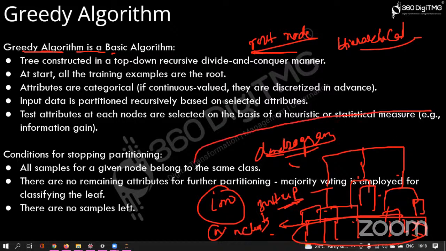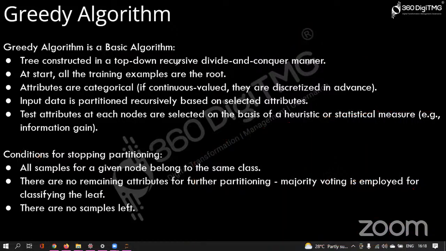In an interview, they might ask you: what is the bottom-up approach, where exactly do we use it, what is the top-down approach, where exactly do we use it, and what is the difference between both? When it comes to a decision tree, it is a top-down approach. We check the conditions, and based on that, we keep splitting.